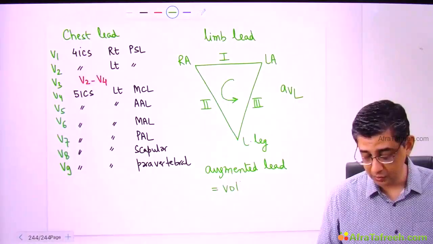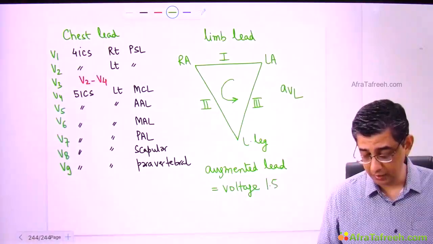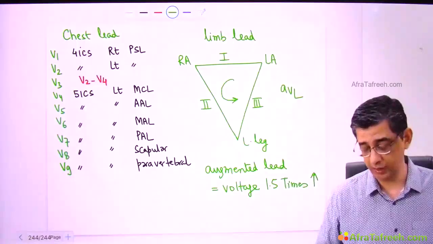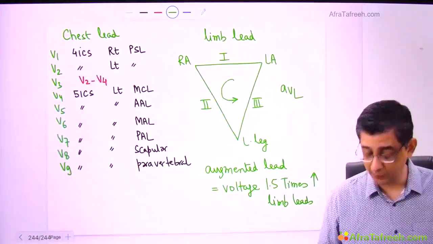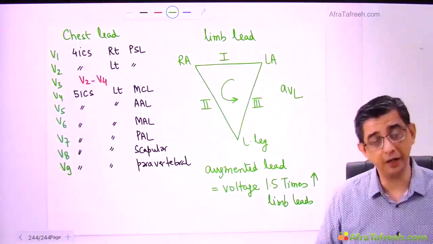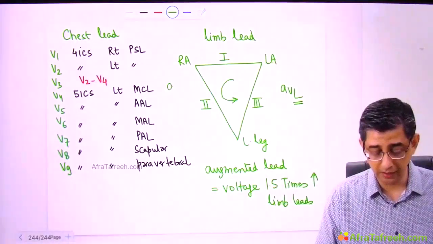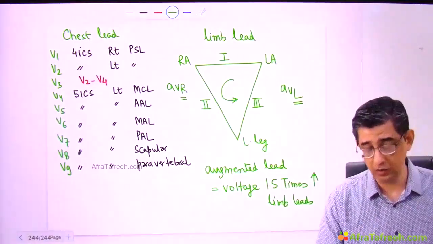The reason is that the voltage recording is better. In fact, the voltage in an augmented lead is 1.5 times higher as compared to the voltage present in the limb lead. So especially for chamber enlargement, augmented lead data can be used. Lead number AVL will study the left surface of the heart. Lead number AVR will study the right surface of the heart, especially the area related to the right atria.